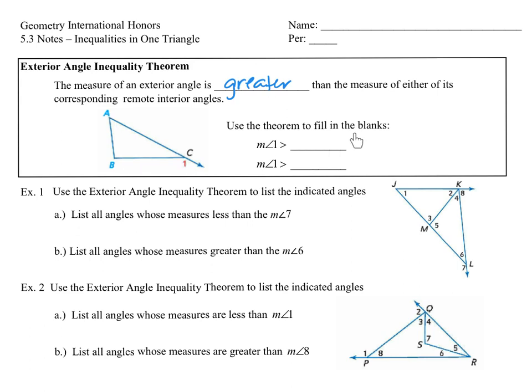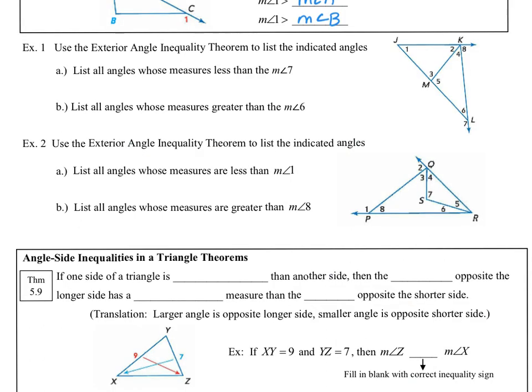So let's use the theorem to fill in the blanks. The measure of angle 1 is greater than the measure of angle A, and also the measure of angle 1 is greater than the measure of angle B, because those are the two remote interior angles with respect to angle 1. So now let's use the exterior angle theorem to list the indicated angles.